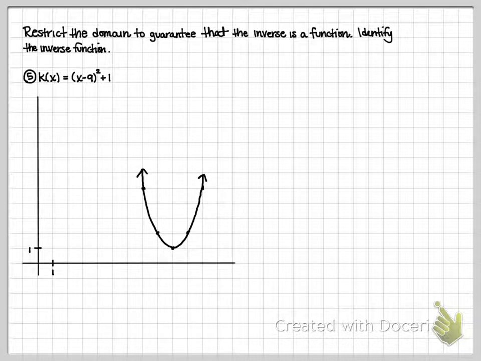So what I look for whenever I'm looking for a parabola and trying to restrict the domain, I always look for the vertex, because the vertex is that point at which you start getting that symmetry happening. So every point on the left is going to have a partner on the right, and so on and so forth. So what I'm going to do is I'm going to just take a line here and identify where the vertex is located.